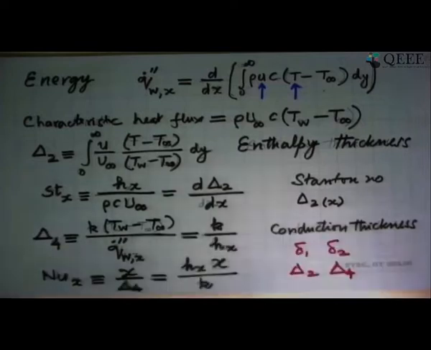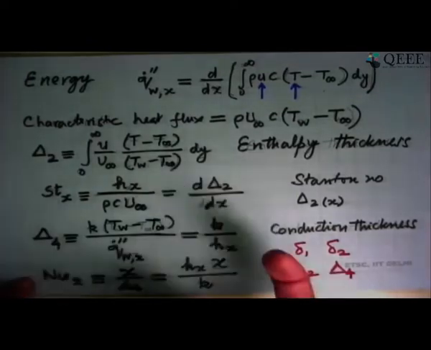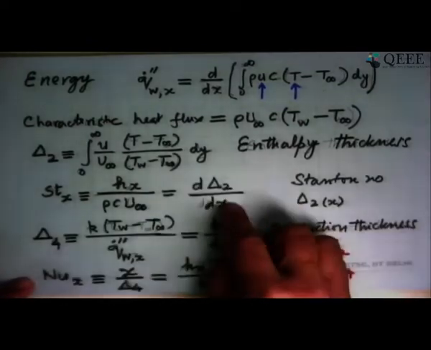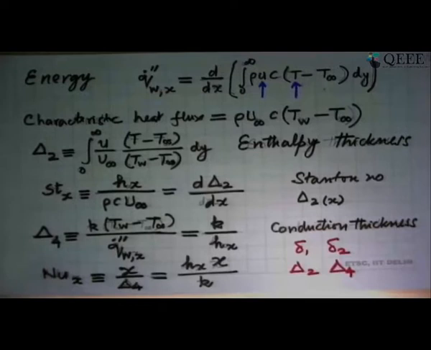These are not non-dimensional numbers. As you can see, in the Nusselt number case it's x upon delta 4. x is units of length, so delta 4 is also units of length. Same thing here: x is units of length, delta 2 is also a unit of length, then Stanton number is a non-dimensional number. So that was a very quick look at the integral approach to boundary layers.